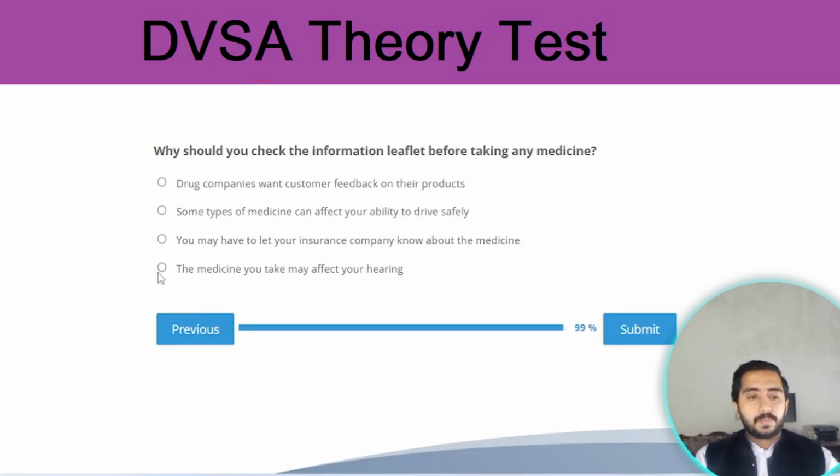Next question. Why should you check this information leaflet before taking any medicine? Before taking any medicine, the correct option is because some medicines can affect your ability to drive safely. So option B you need to select here.